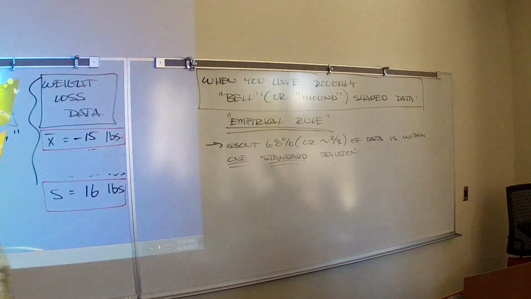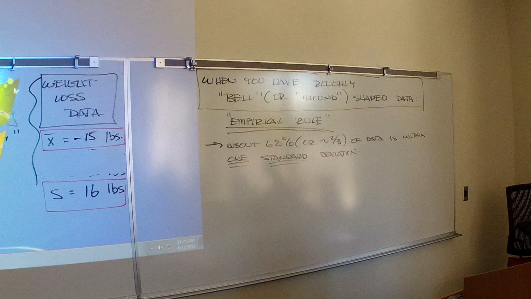Roughly 2/3 of the data is going to live between the upper and lower elements of that one standard deviation. So what I want us to do right now is check that with our data. How much of our data is between -31 pounds and 1 pound? And this is where our sorted list is going to come in handy.